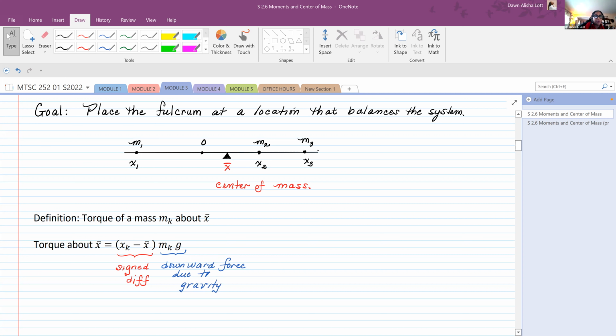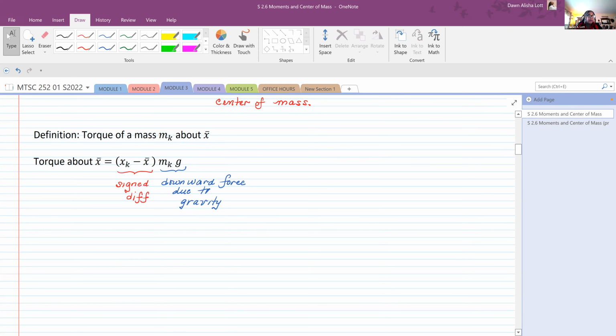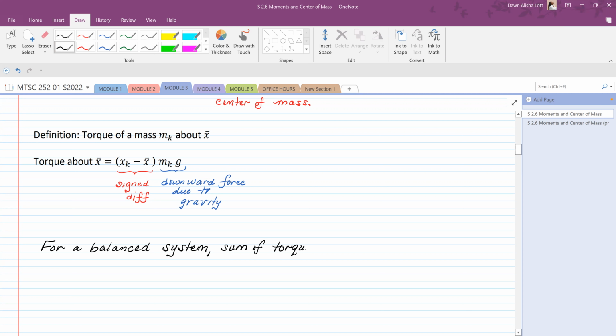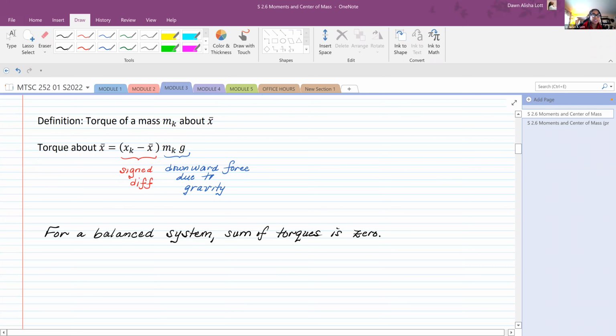Okay, so we want to balance the system. For a balanced system, the sum of the torques is 0. That means nothing is desiring to rotate. So for a balanced system, the sum of torques is 0.